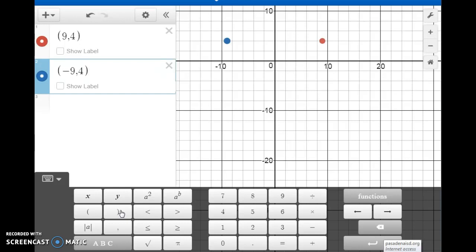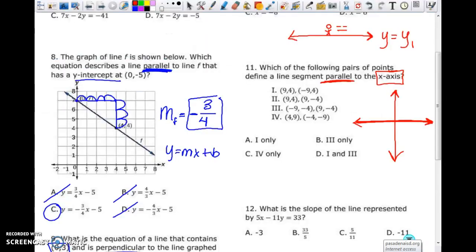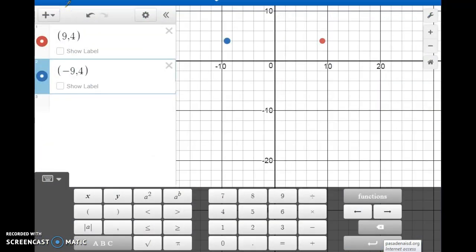So if I was to connect my dots here and make a line segment, would it be parallel to the x-axis? Yes, this is horizontal. This is horizontal. They both have a slope of 0. So yes, that would work.